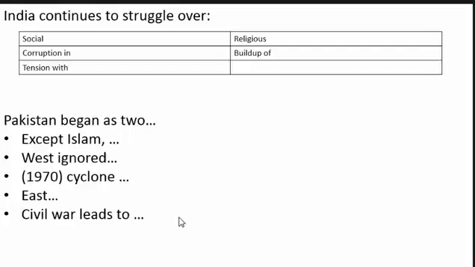B-A-N-G-L-A-D-E-S-H. Bangladesh is formed in 1971. It's an independent nation. Is it Pakistan? No. It's old East Pakistan, but it's now called Bangladesh.